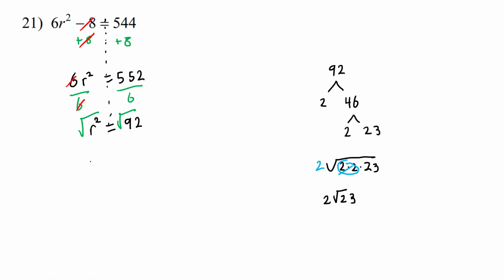So the square and the square root cancel each other out. I just have r, the square root of 92, which is 2 times the square root of 23. And it is plus or minus. Don't forget the plus or minus at the end. So my two possible solutions are positive 2 root 23 and negative 2 root 23.